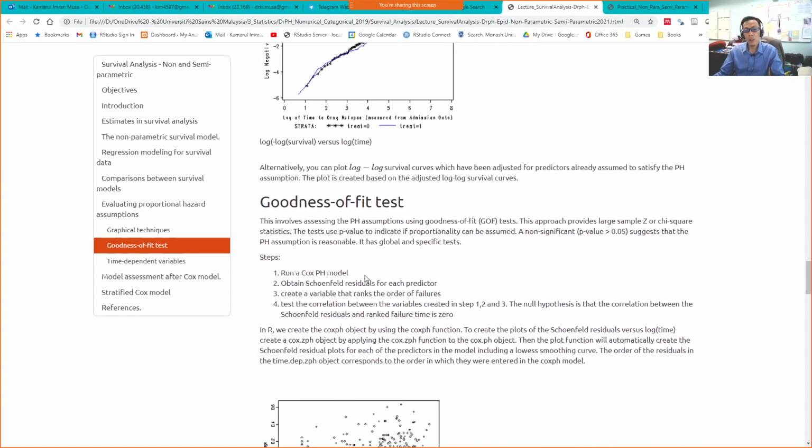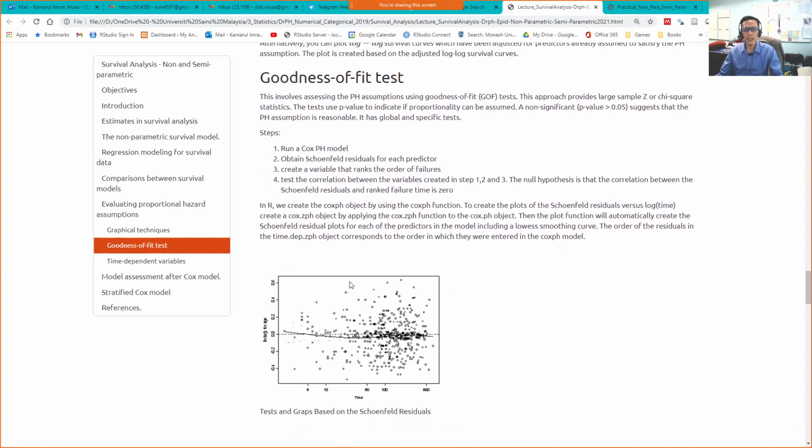Number 2, you can use goodness of fit tests. There are a number of goodness of fit tests. Usually what we do is look at the p-values, even though we have to be careful because the p-value is not everything. Look also at the sample size, because the p-value is very much affected by sample size.